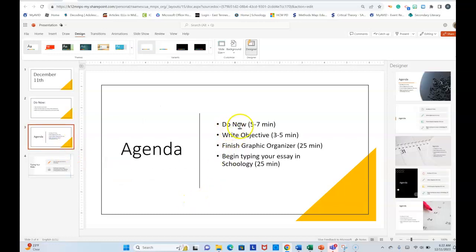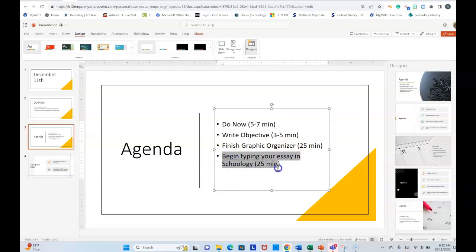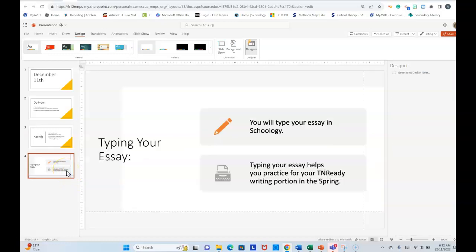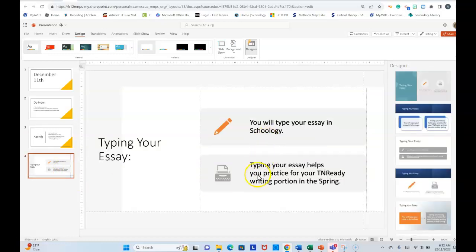Today's agenda. You have a do now, 5 to 7 minutes. Write your objective, 3 to 5. Finish your graphic organizer, and then you will use your graphic organizer to begin typing your essay. Your essay is due tomorrow, so you have today and tomorrow. To write your essay, you will type your essay in Schoology.